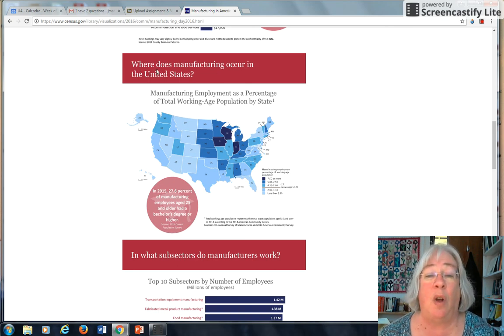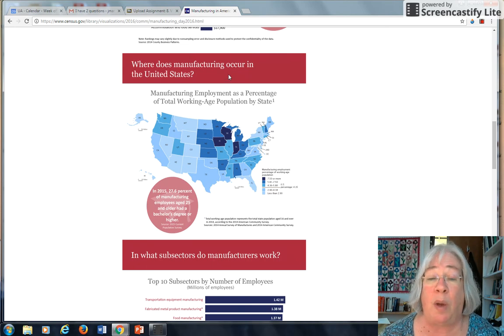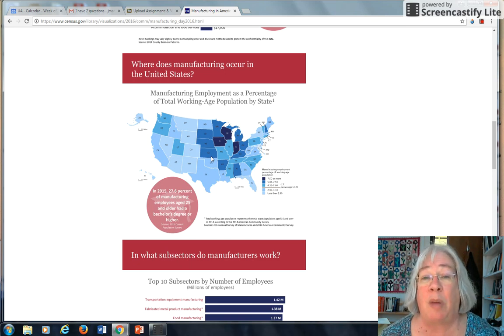So here's the question: where does manufacturing occur in the United States? You can answer that question in your assignment and do really quite well. If you look down at the explanation of what the colors mean, you can see that when it's really dark blue, that means that it's a higher percentage than when it's light blue. So what are the 3 states that have the highest amount of manufacturing? If you explain that to me in your written summary, then you do well on this assignment.